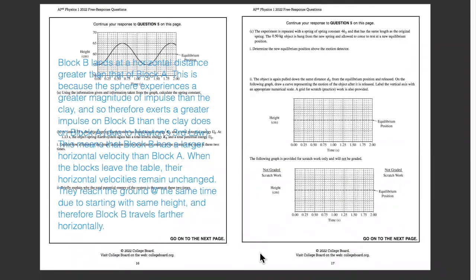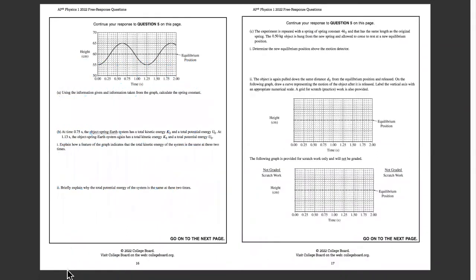Okay, now I actually have to go ahead and get rid of the text, unfortunately. There we go. All right, height as a function of time then. Using the information from the graph, calculate the spring constant. How do we do that?